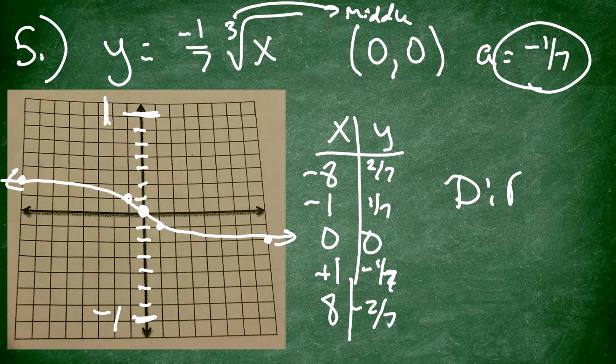Once again, because it's a cube root, I don't have to do any thinking. I automatically know it's all the reals and all the reals. If you're not sure why, it goes left forever, right forever, up forever, down forever. Any number you could possibly ever think of will be on this chart somewhere. And that's it for number 5.